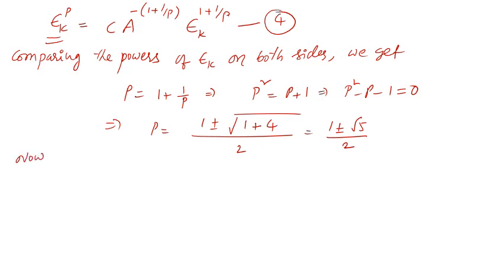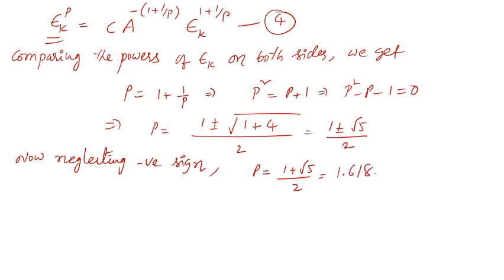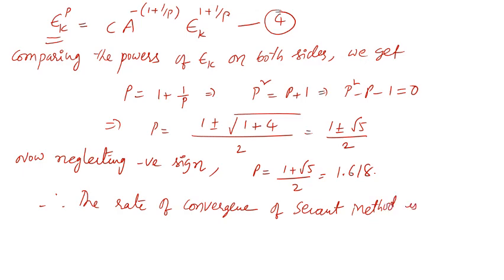Now neglecting negative sign, because we will get negative value for p. P must be positive real number. Okay, what we have? P equal to 1 plus root 5 by 2, that is 1.618. Therefore the rate of convergence of secant method is 1.618. Is that clear?